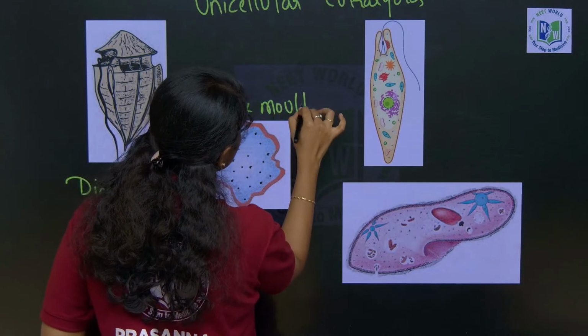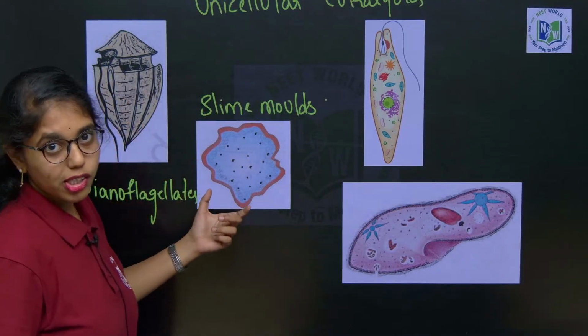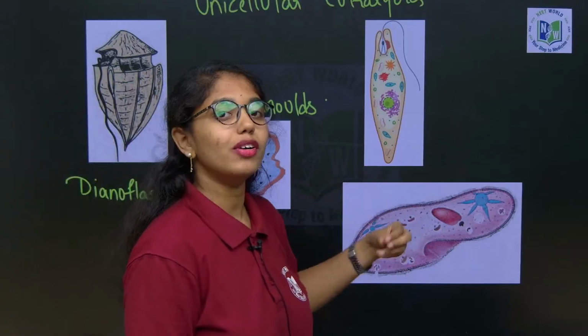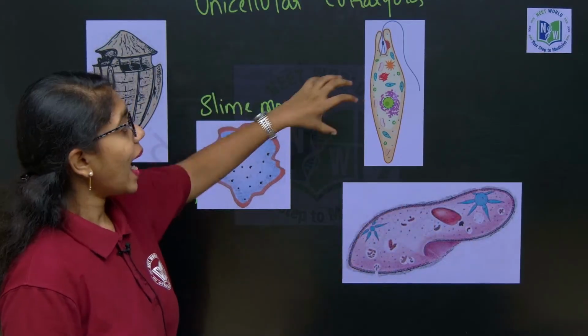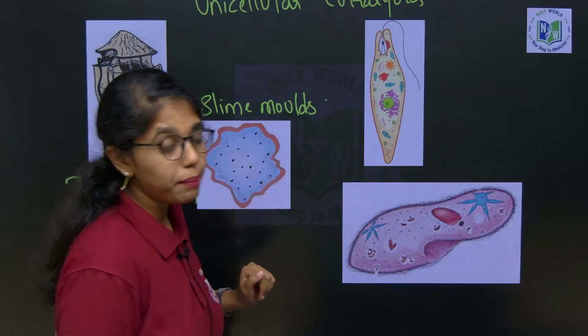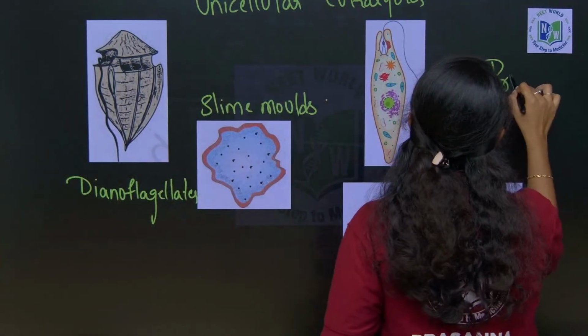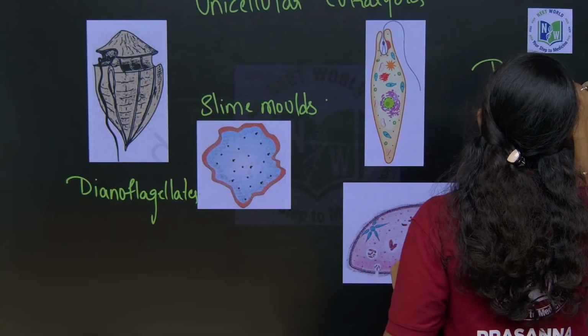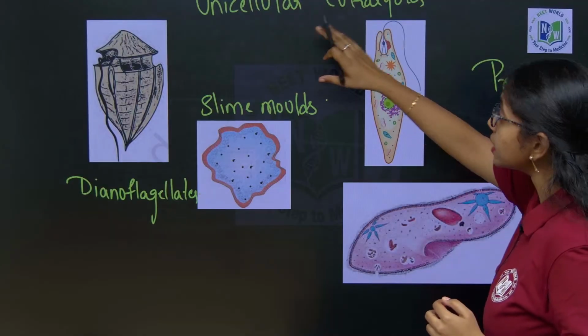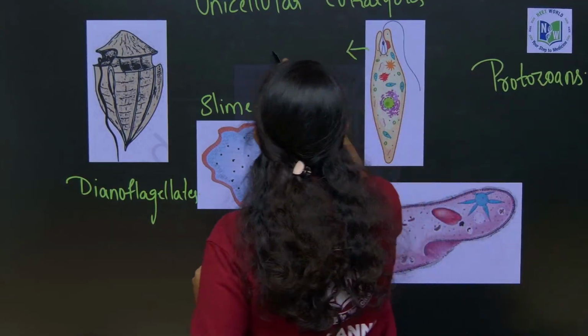And then here in the diagram, fungi-like protists, the best example is slime molds. These are wall-less, but the spores produced by slime molds have walls. And then this is euglena, this is paramecium. Both of them come under protozoans. Euglena is a photosynthetic protist which has mixotrophic nutrition.